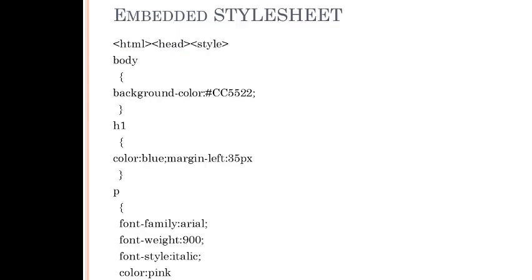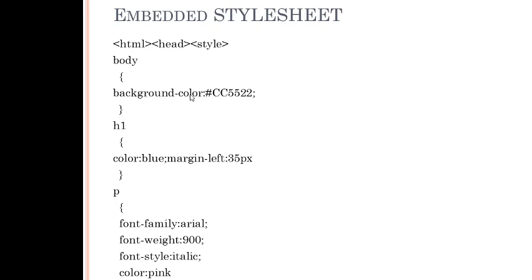Second is embedded style sheet. In embedded style sheet, the style is given inside the style tag. Inside the head tag, we are using the style tag, and inside that, all the styles will be given. A CSS rule set has two parts: one is the selector and the other is the declaration block. So here the selector is body and the declaration block is background color, then this one.